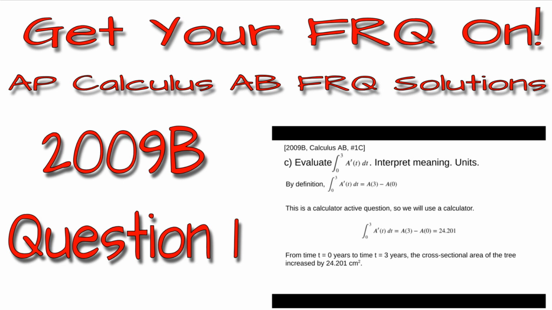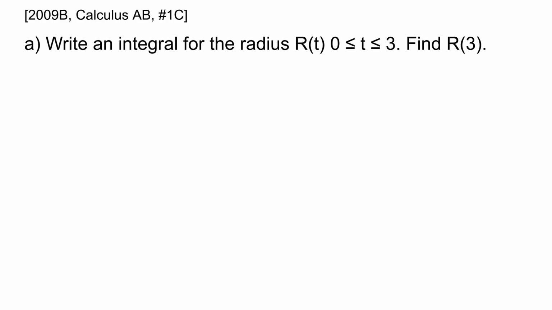in years. We're given that at time t equals 0, the radius is 6 centimeters, and that the area of the cross section at time t is denoted by the function A of t. In part A of this question, we are asked to write an integral for the radius r of t between 0 and 3, and then to find r of 3 using our integral.